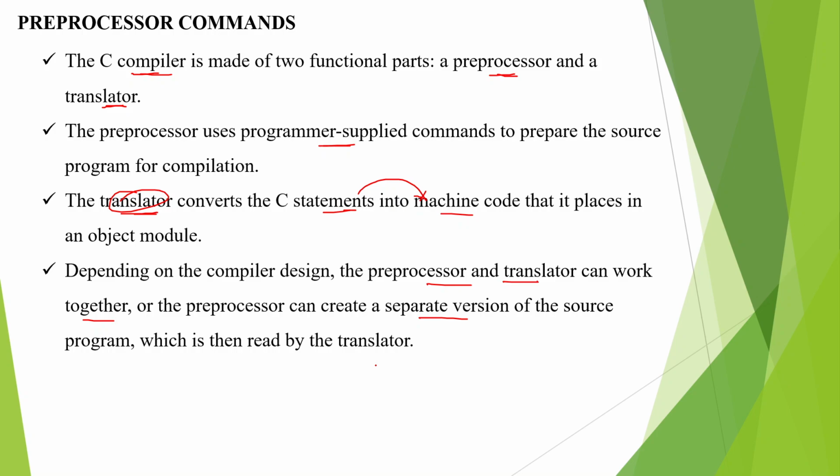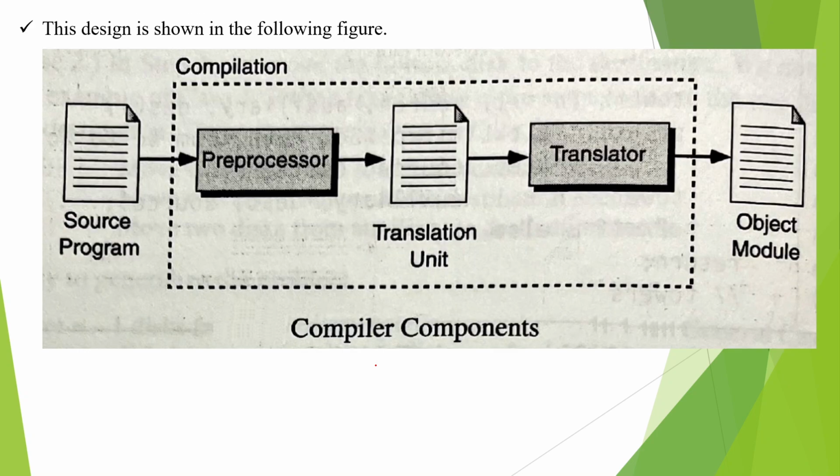Now you will see that explanation in this particular image. Here I took one image to explain this clearly. The design is shown in the following figure. You can see the compilation. When we are talking about this compilation, it is a two-stage job. First, the pre-processing will be done, and next the translator will take its role: the preprocessor and the translator.